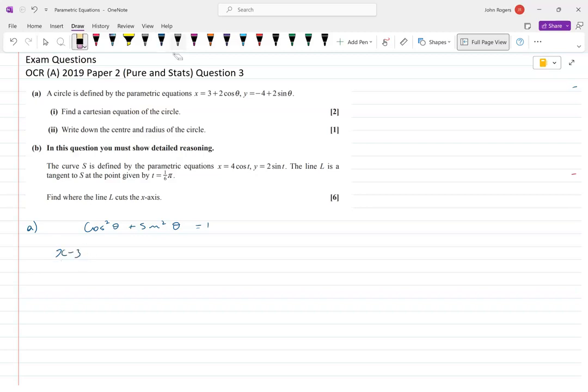Right, x minus 3 is equal to 2 cos theta, and y plus 4 equals 2 sin theta. Let's square this out, and because I'm going to be using sine squared plus cos squared equals 1, so squaring them, x minus 3 squared is equal to, don't forget to square the 2 to get 4, so that's 4 cos squared theta, and y plus 4 squared is equal to 4 sine squared theta.